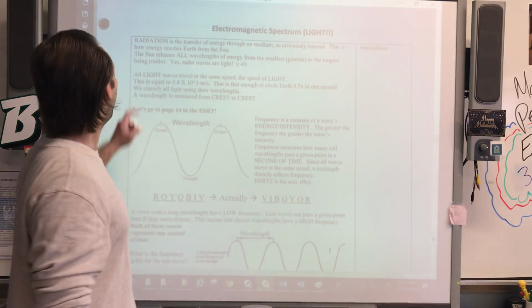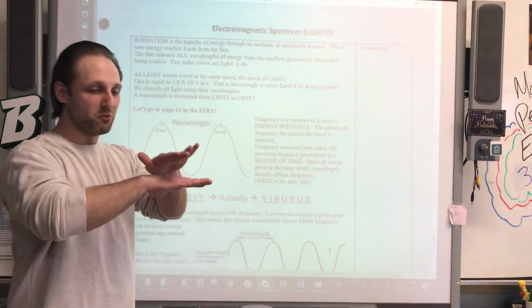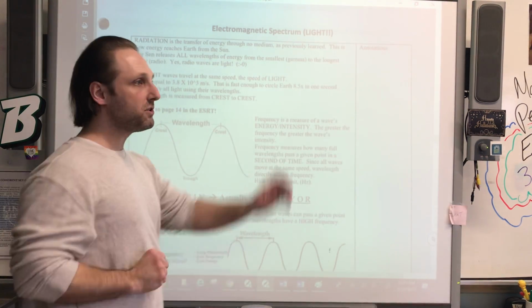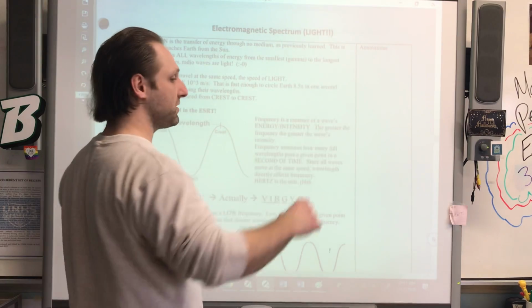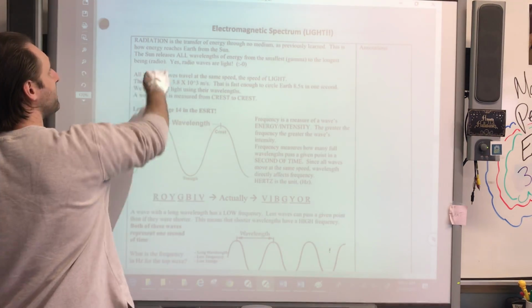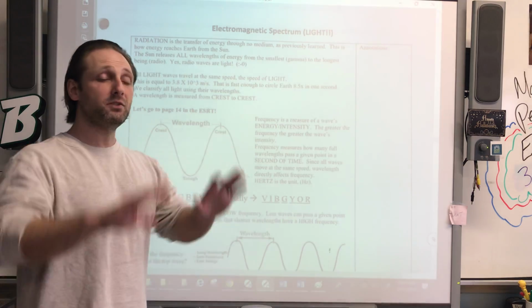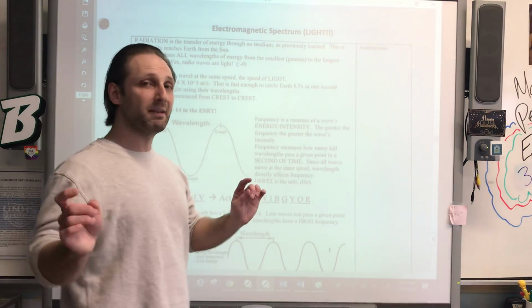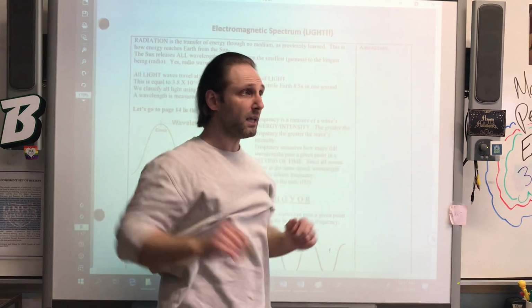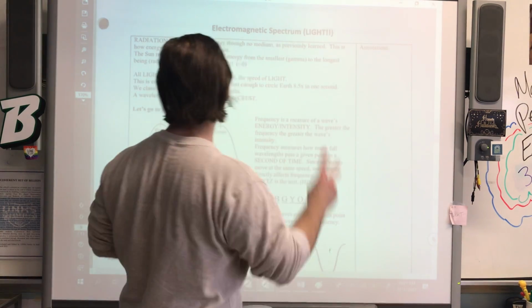All right, so anyways, radiation transferred through no medium. That means it can transfer through anything. It goes from heat source to heat sink. Nothing in between touches them. There's no fluids, there's no solids. All right? So we've got the sun, that releases all wavelengths of energy. Some of that energy doesn't make it to the surface of Earth because of our atmosphere, as well as our magnetosphere. Okay, so there's two reasons.